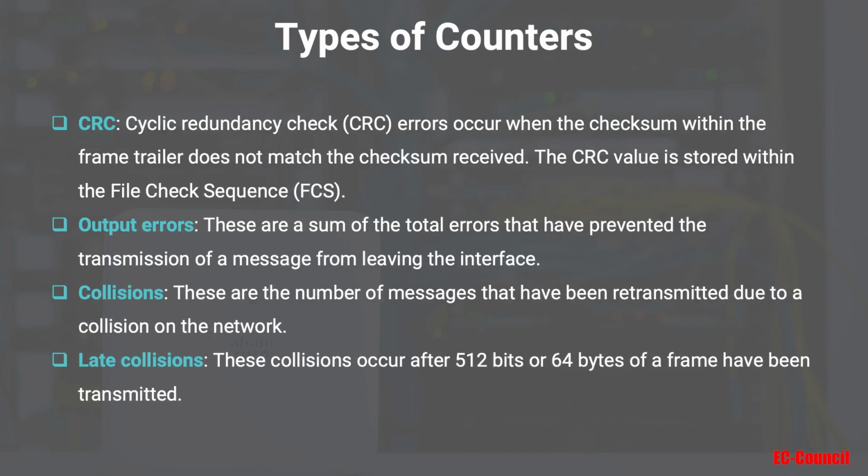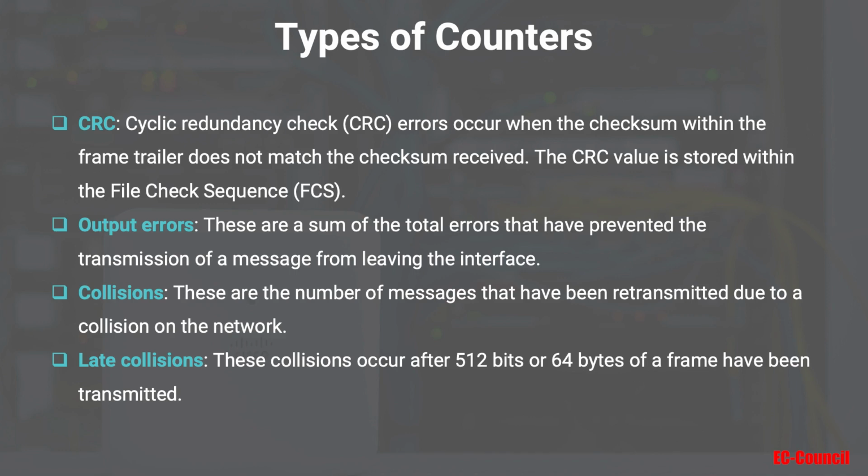There's also a CRC counter. The cyclic redundancy check, or CRC errors, occur when the checksum within the frame trailer does not match the checksum received from the sender. The CRC value is stored within the FCS, the frame check sequence, which is simply located within the trailer of a frame.